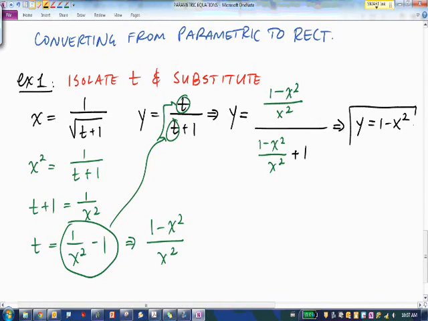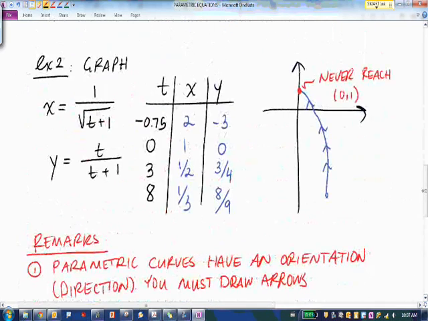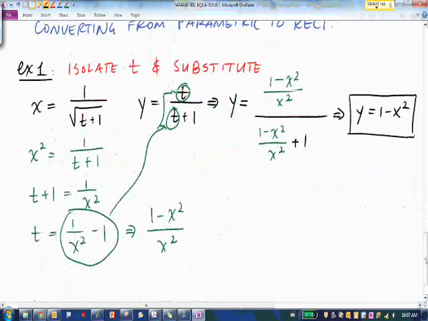You would think you're done, but if you remember the graph from the previous example, the graph actually has some domain issues and it never went over here to the negative side. So you have to account for that. How do you account for that?